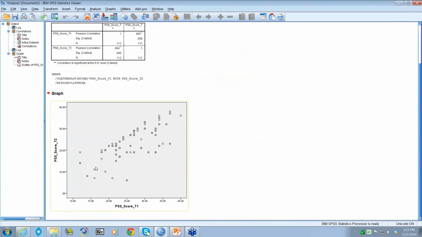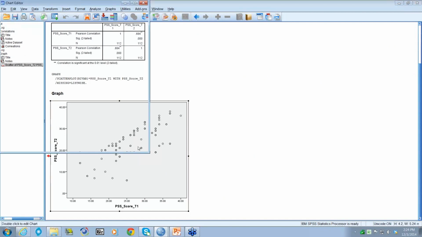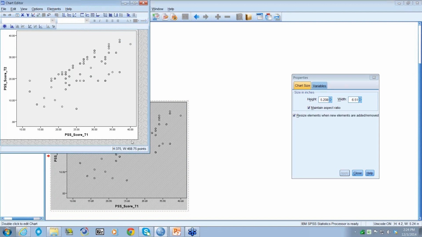And here you can see where that line is going to go right in here somewhere. You can see it's positive because it would be an upward slope. You can even double click on the graph, and you can go right up here.